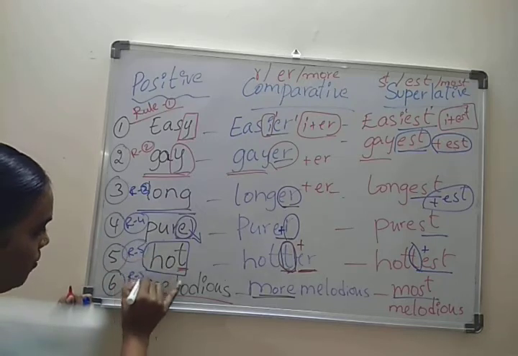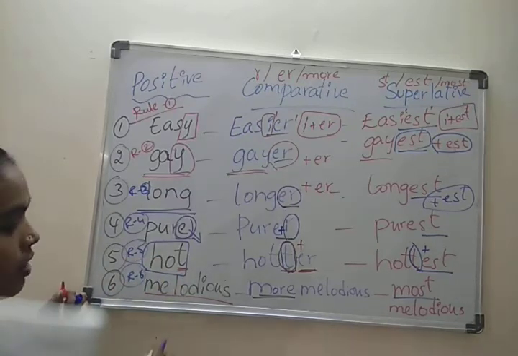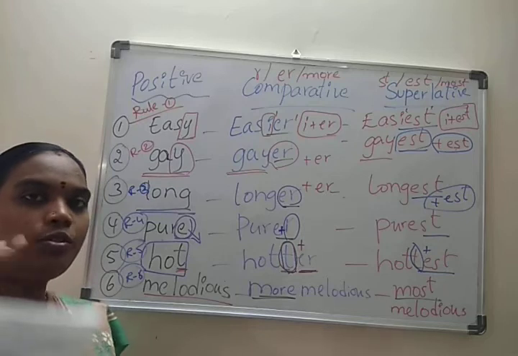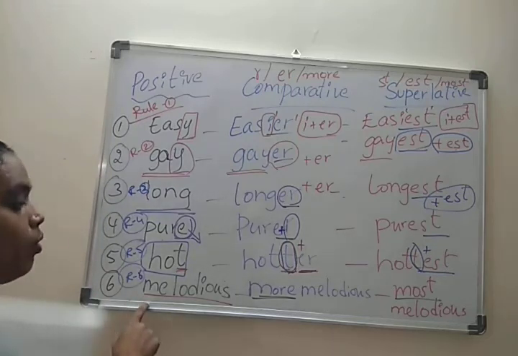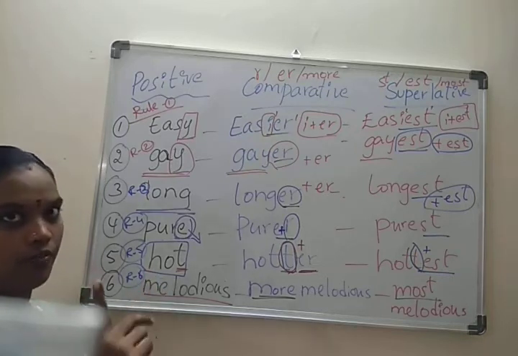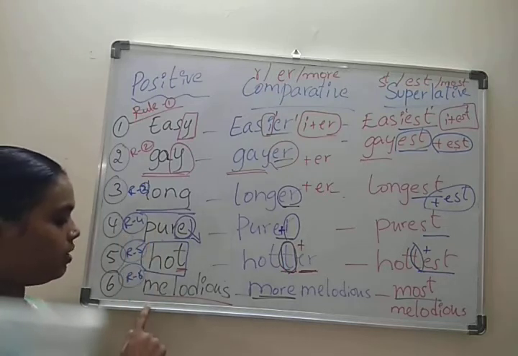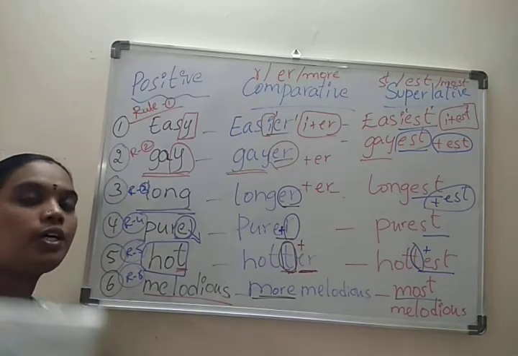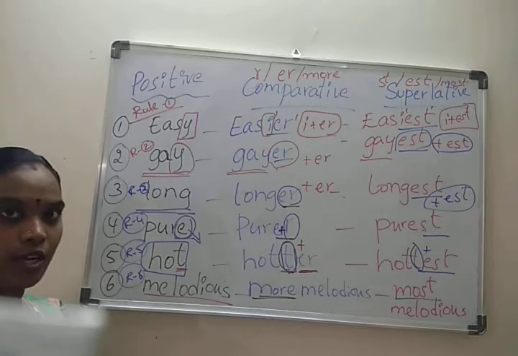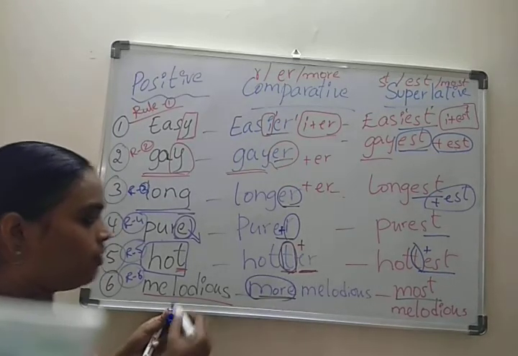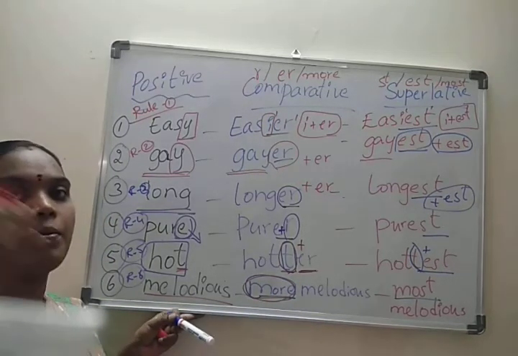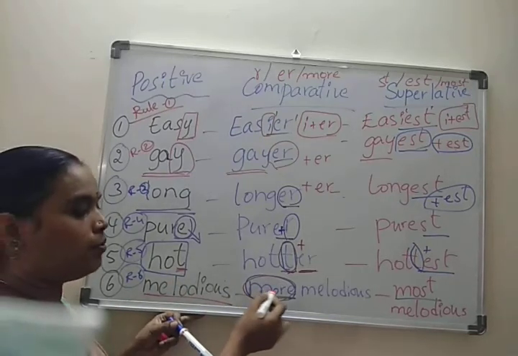Now coming to the last rule. This is for a monosyllabic word, meaning not monosyllabic, but a word with two or more syllables, like melodious. Here, hot has only one syllable, long has one syllable. Here more syllables are there. So when we are writing a word with more syllables in the comparative, we have to use the help of the word more.